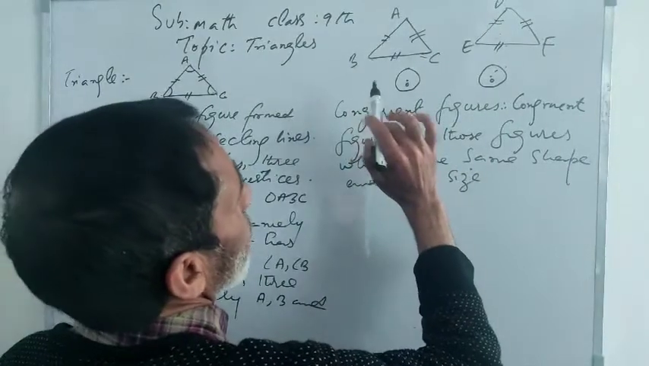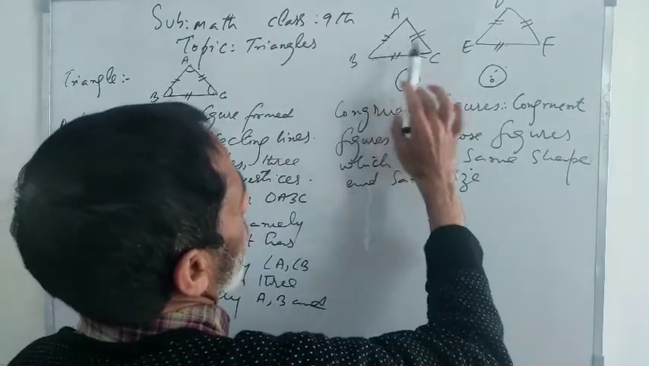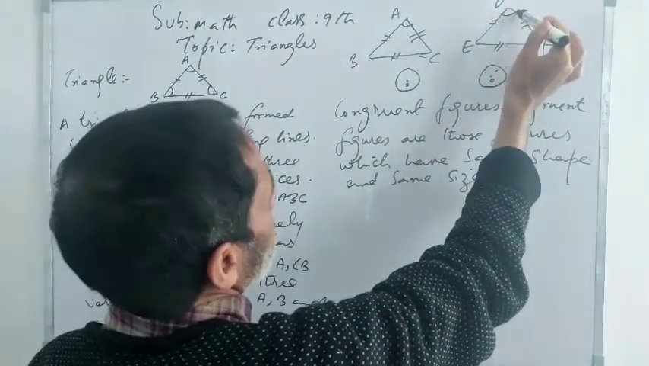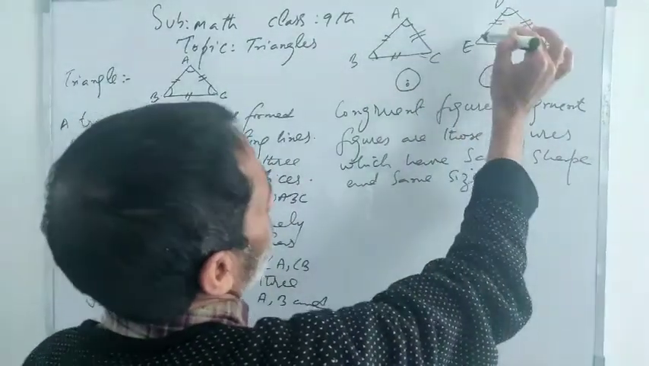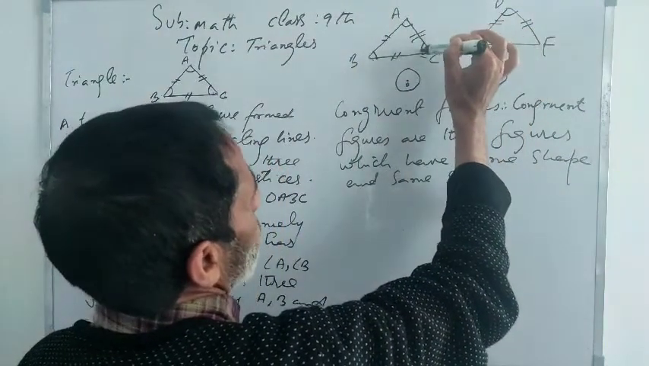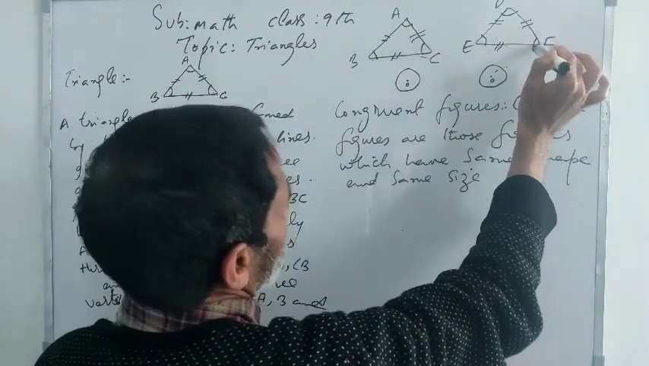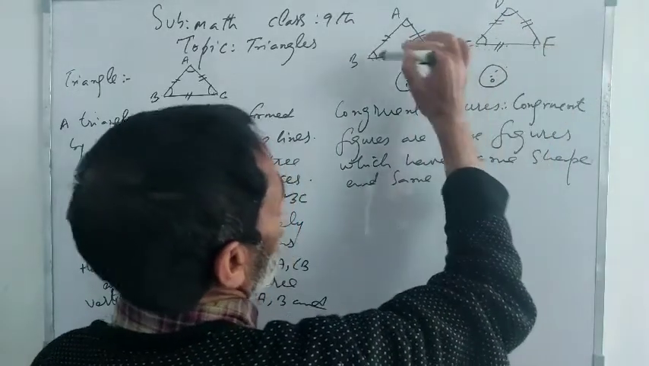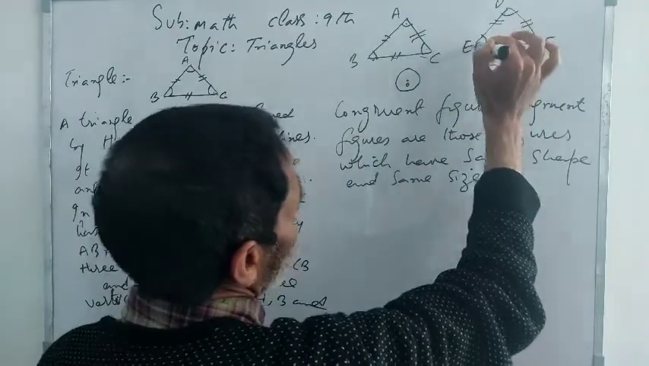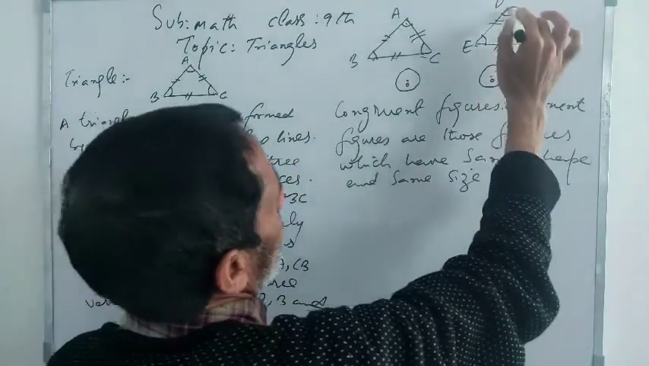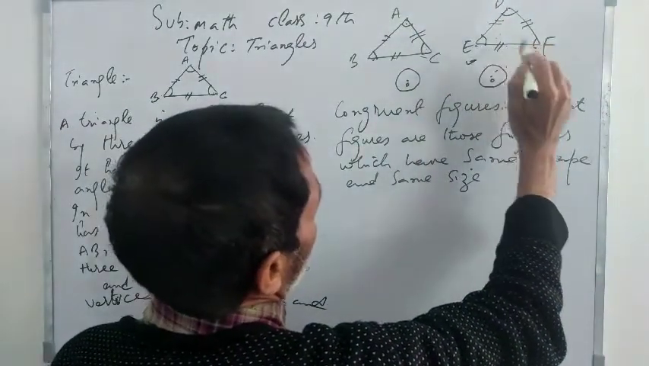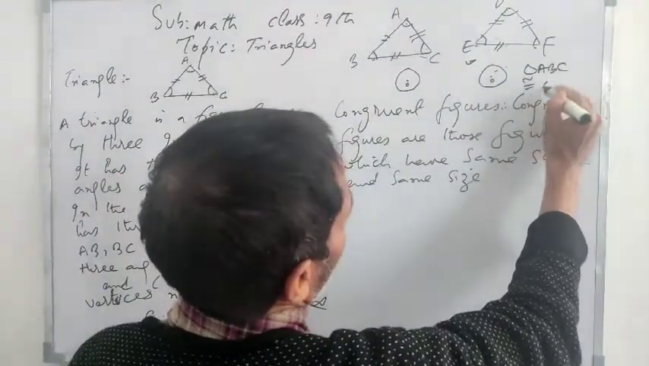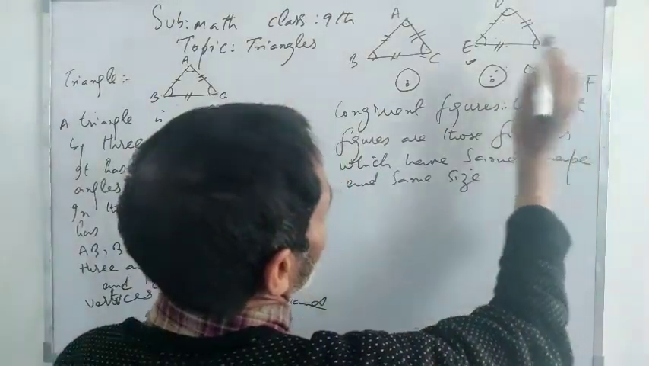And in congruent figures, for example these two triangles, angle A will correspond to angle D, angle B will correspond to angle E and angle C will correspond to angle F. BC side will correspond to EF side, AB side will correspond to DE side and AC side will correspond to DF side. We will say that triangle ABC will be congruent to triangle DEF.